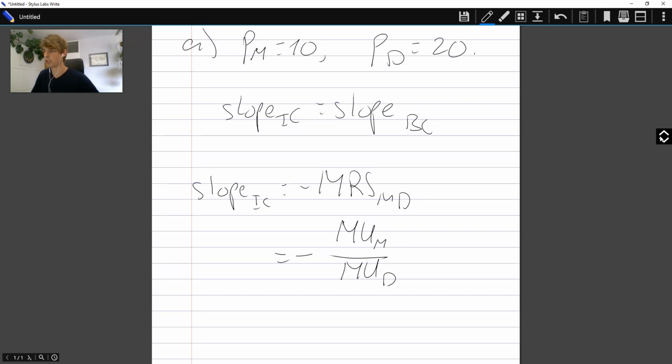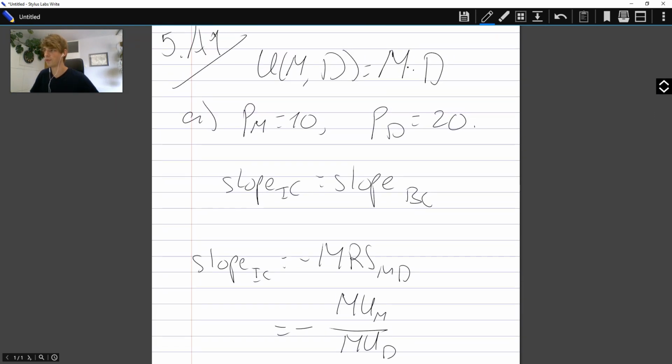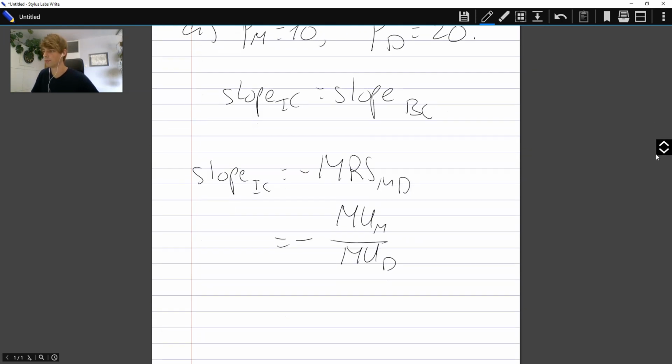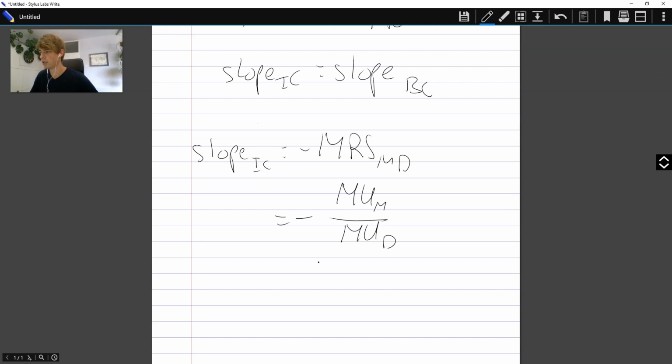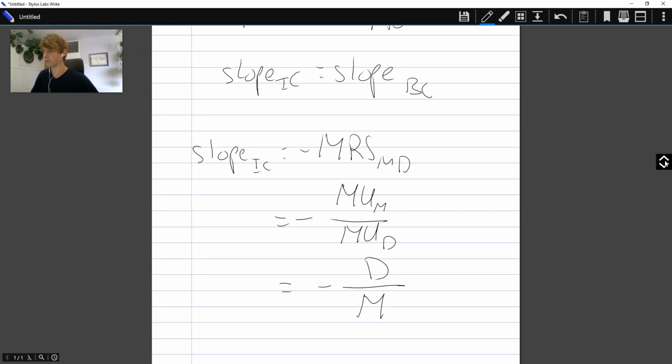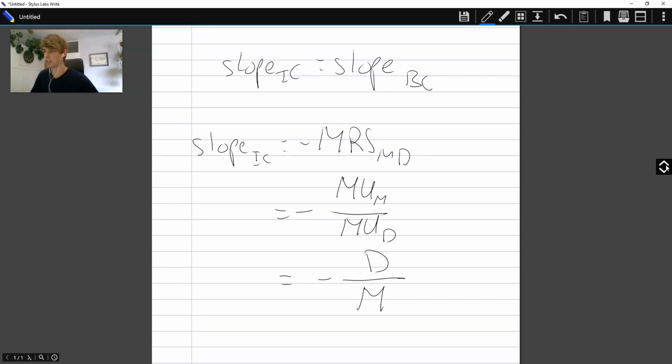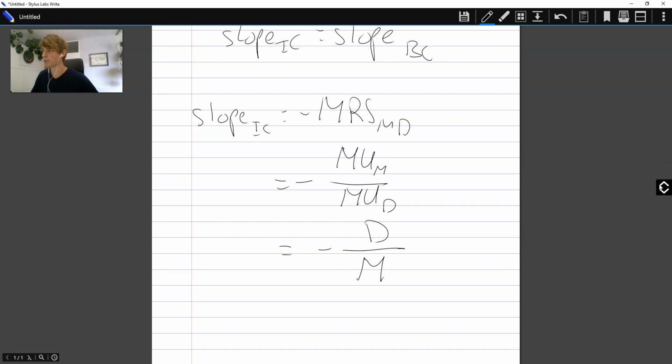So what's the marginal utility of movie tickets? Take the derivative with respect to M here, and we get D, the number of DVDs. And similarly, the marginal utility of DVDs equals M, the number of movie tickets. So that's the slope of the indifference curve, minus the marginal rate of substitution.